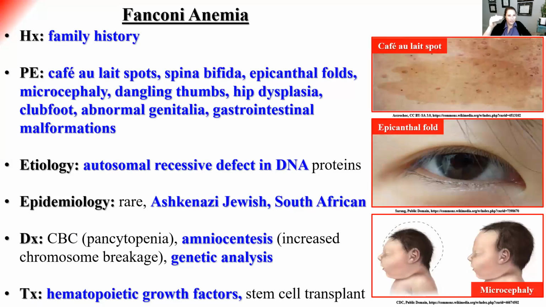On CBC, you'll see a pancytopenia, because remember, this can cause that aplastic anemia. Amniocentesis, so this is going to be a genetic test for this. And again, that's if they have that family history. So an increase in chromosome breakage, and then a genetic analysis, because we know this is genetically inherited. We're going to try to stimulate the production of red blood cells with our hematopoietic growth factors, and then eventually stem cell transplant.